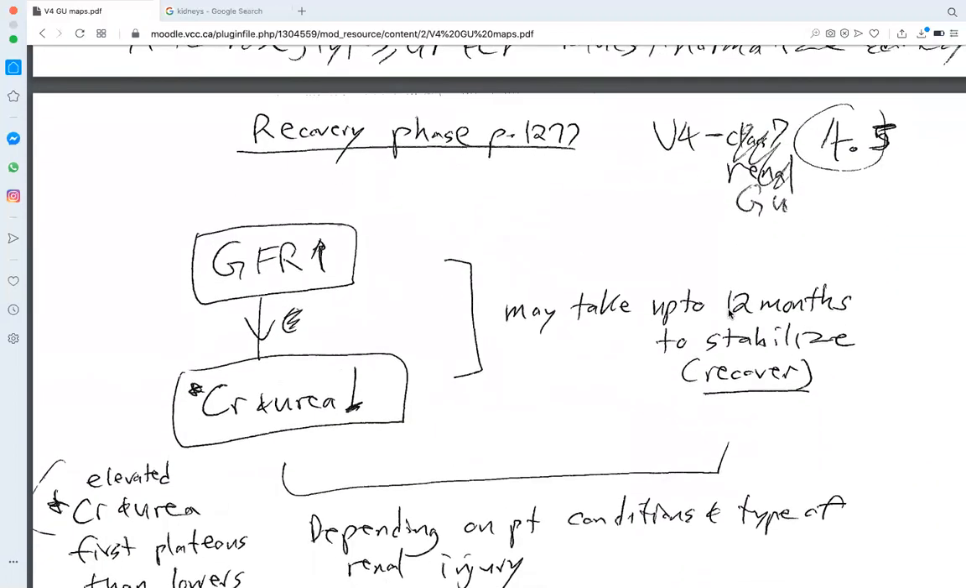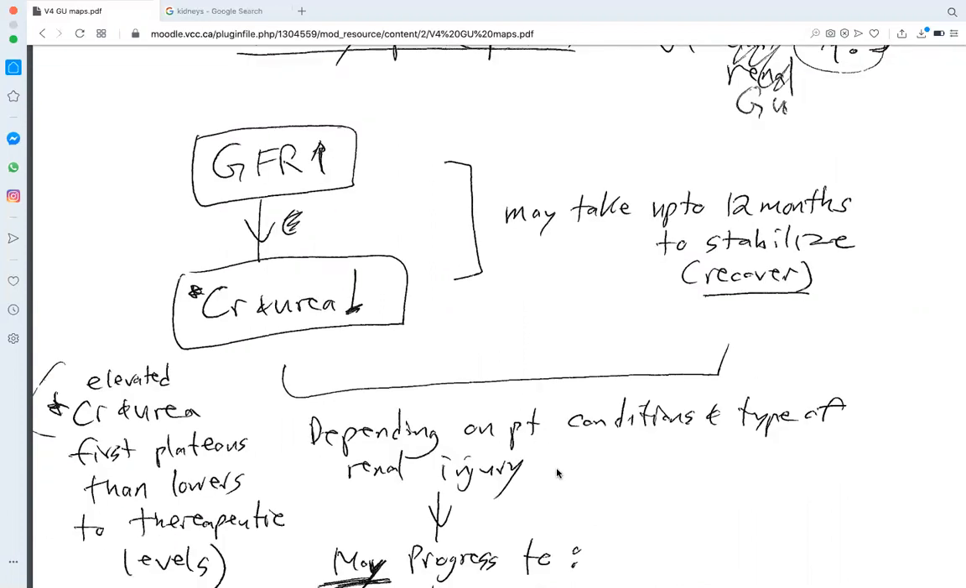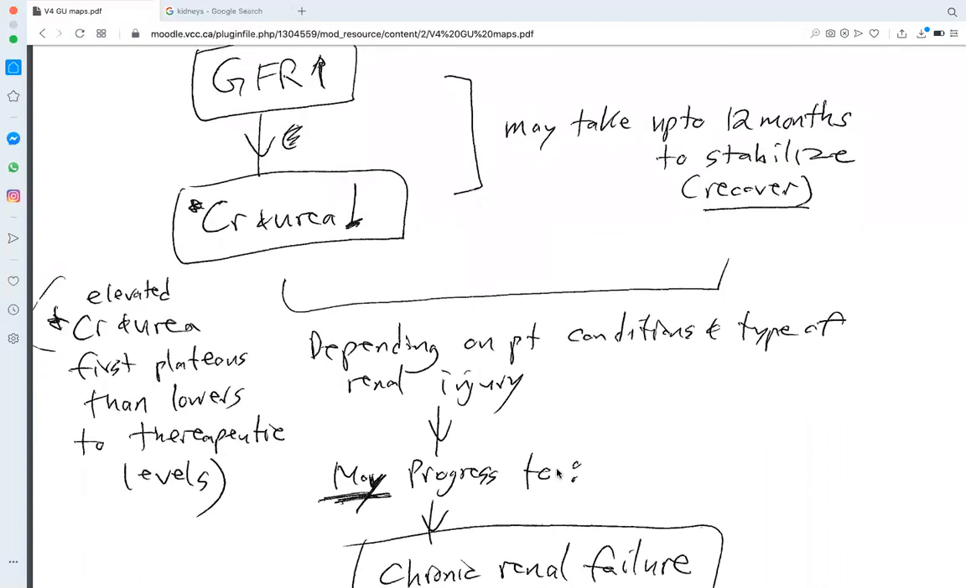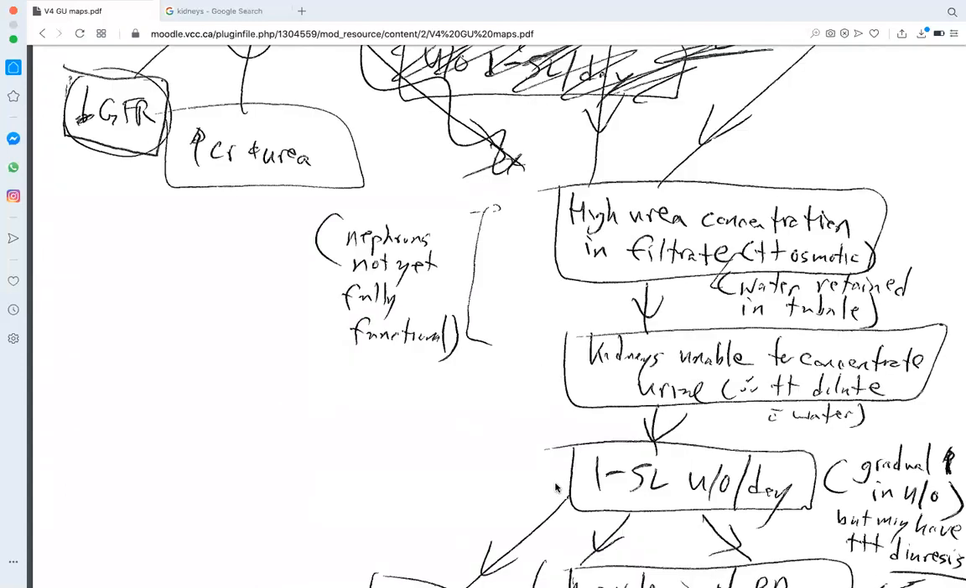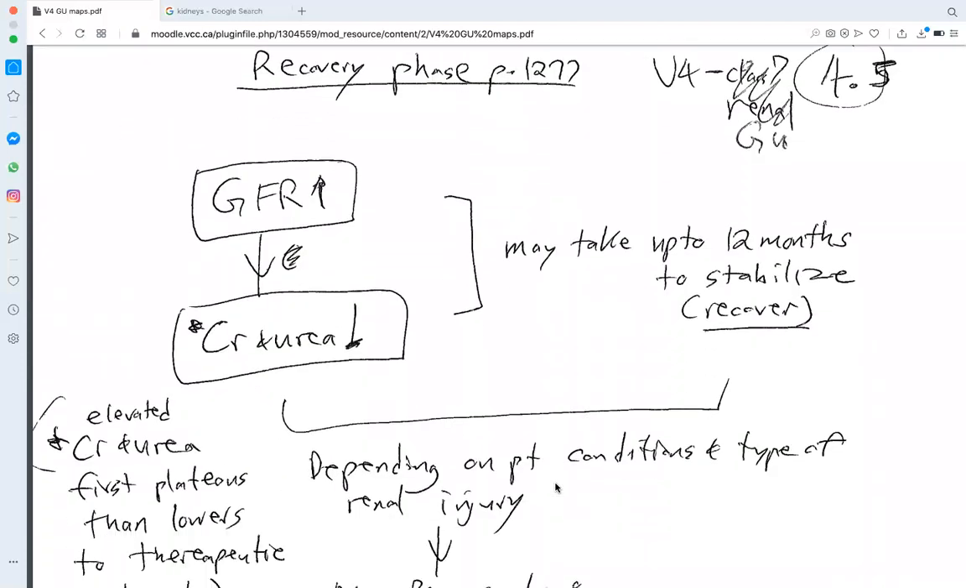The recovery phase, things are getting better. Lytes start to normalize. The concentration of urine becomes more appropriate to what is the norm, and your GFR, creatinine, and urea start to normalize as well. You see these things happen really fast when it's pre-renal failure. Of course, when it's something more serious like intra-renal failure, it can take much longer for these stages to go through.